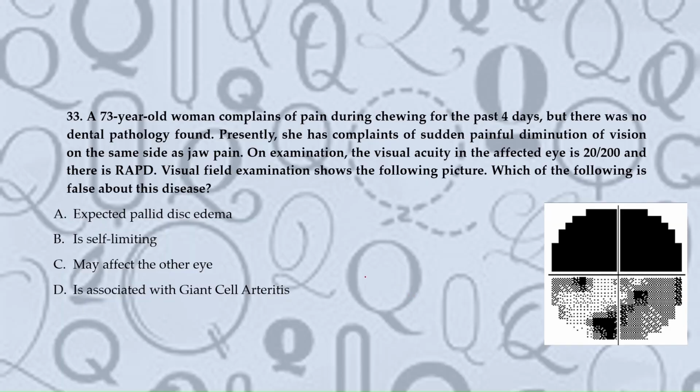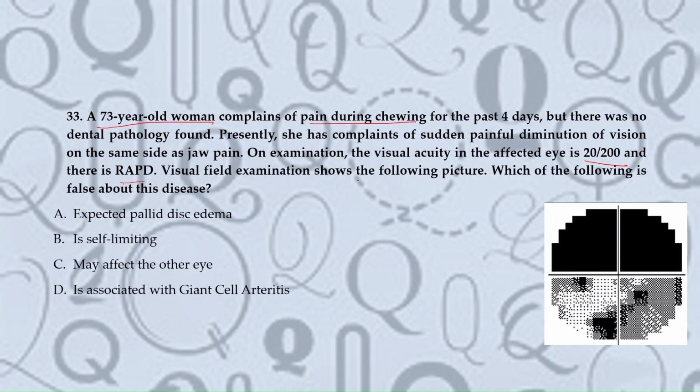So let's take a case based on this discussion now. A 73-year-old woman, a typical case of an elderly lady, presenting with pain during chewing. So we have jaw claudication for the past 4 days, and there was no dental pathology found. Presently she has complaints of sudden painful loss of vision on the same side as the jaw pain. On examination, the visual acuity is very low, 20/200, which is around 6/60, and there is an RAPD.